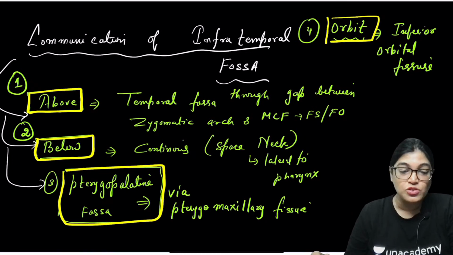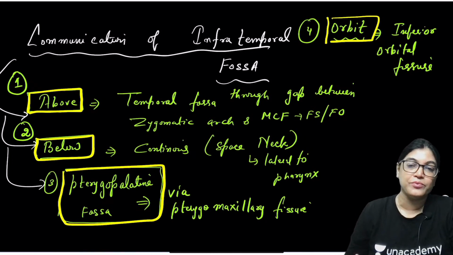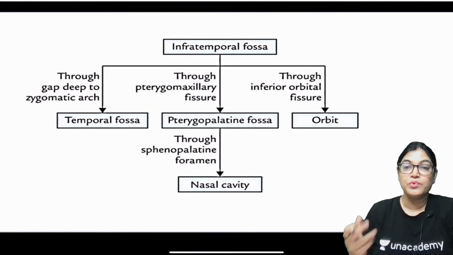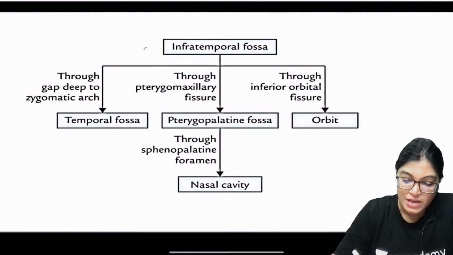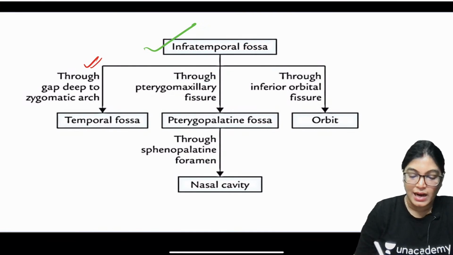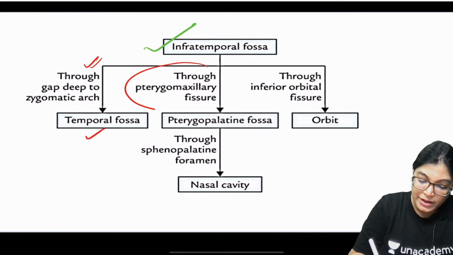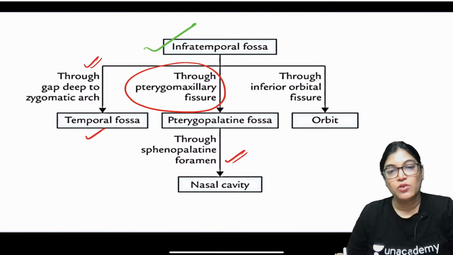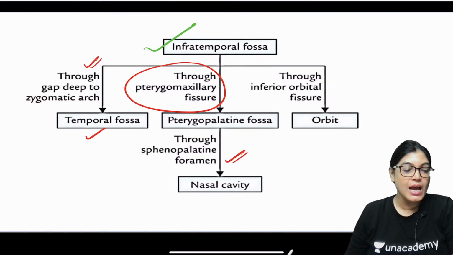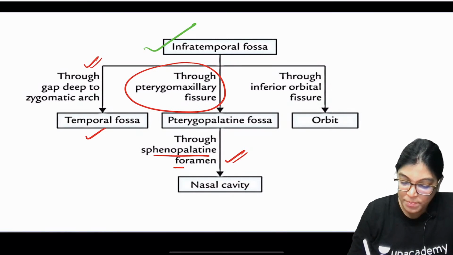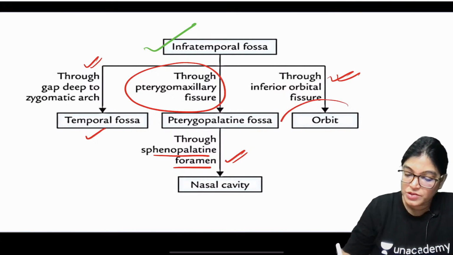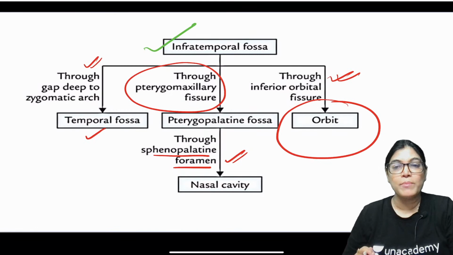The next important point to be known is the content lying inside the infratemporal fossa. You can see this flow chart, which also shows the communications. The communications of the infratemporal fossa are summarized here. Through a gap lying deep to the zygomatic arch, it communicates with the temporal fossa. Through the pterygomaxillary fissure, it communicates with the pterygopalatine fossa, and the pterygopalatine fossa also communicates with the nasal cavity, and that communicating route is called the sphenopalatine foramen. Through the inferior orbital fissure, it communicates with the orbit.